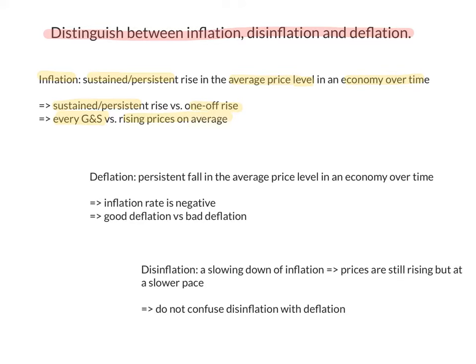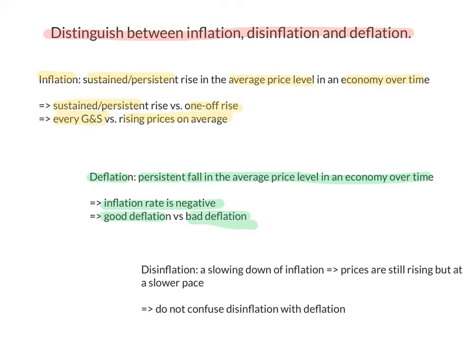Deflation is the opposite of inflation. It's a persistent or sustained fall in the average price level in an economy over time, not overnight. Deflation happens when the inflation rate is negative. So this is when the average price level is falling, so the inflation rate is negative. We will distinguish in a later video between good deflation and bad deflation. Some people think all deflation is good, everything's getting cheaper. Not necessarily. There is good deflation and there is bad deflation.